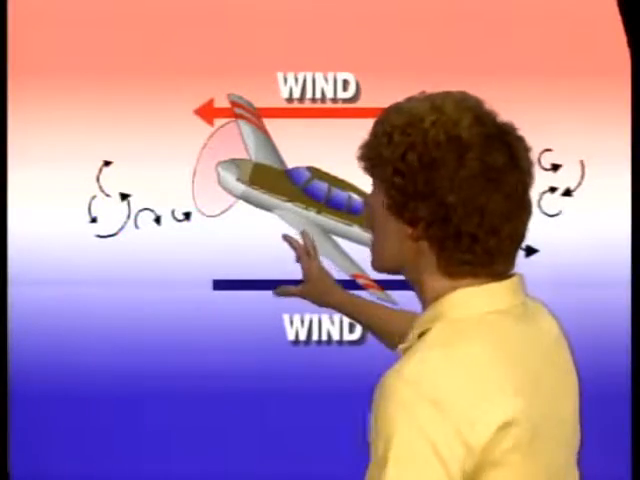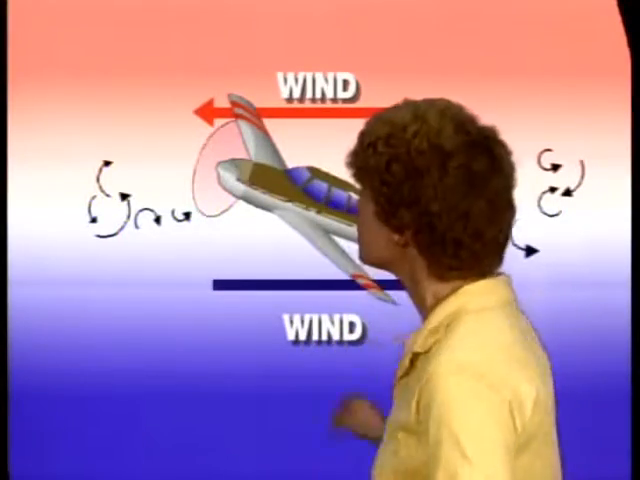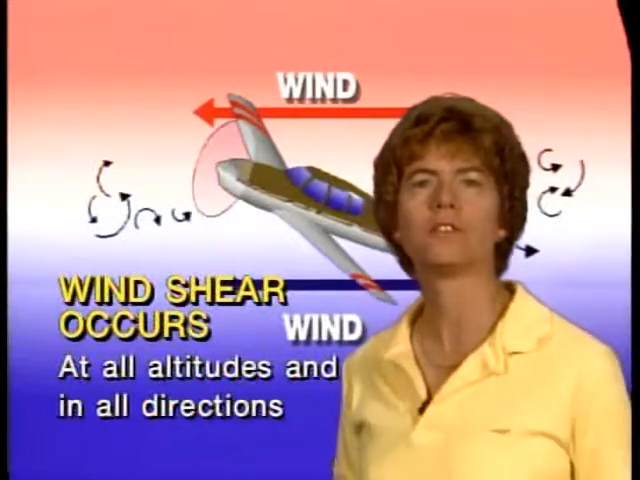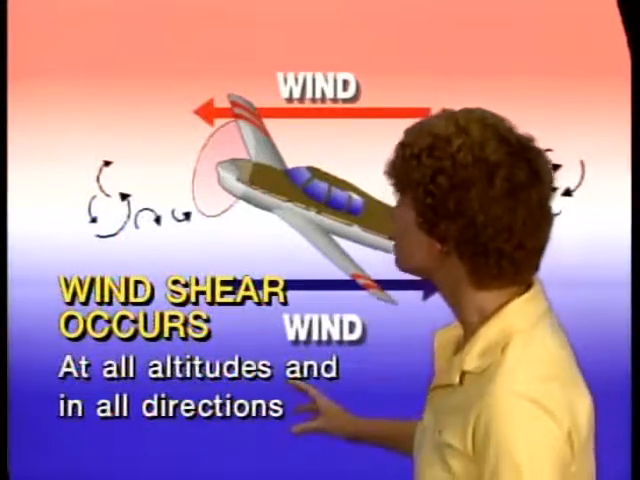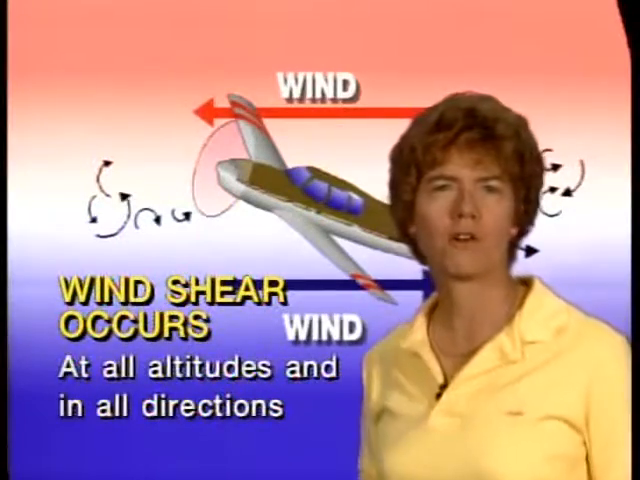Now, wind shear, as you remember, is a rapid change in wind direction and/or wind velocity. And it does not just happen at low altitude. Wind shear can occur at any altitude, at all altitudes, and also in all directions. In other words, wind shear can either be horizontal or it can be vertical. It can occur in all directions.